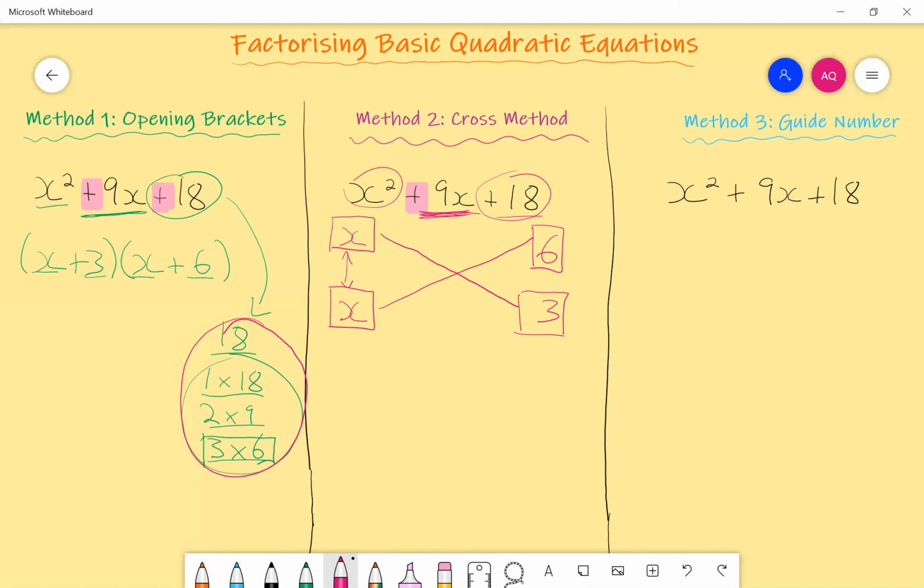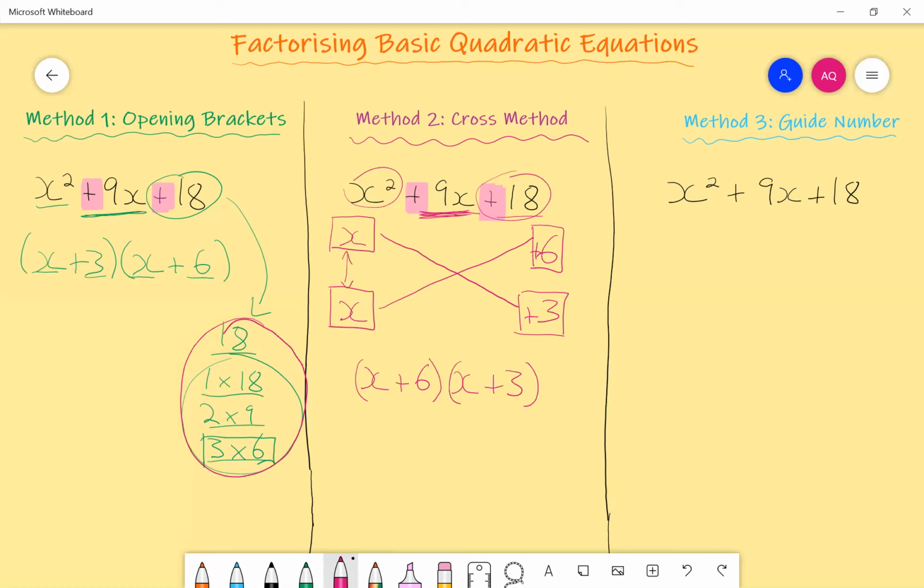And then because it's a positive 18 here, our two signs are going to have to be the same. We have to have a positive and a positive. So it must be plus 6 and plus 3. Then we'll write our answer as x plus 6, x plus 3.